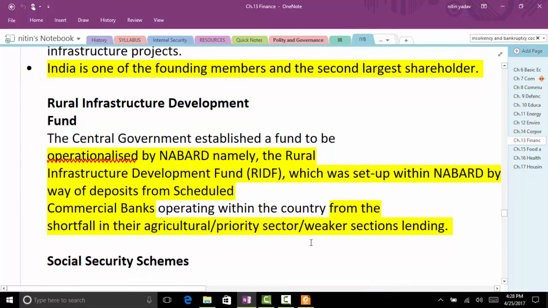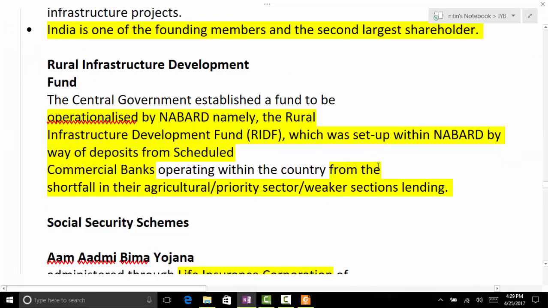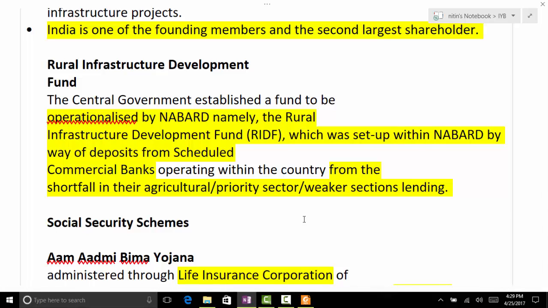RIDF under NABARD. So basically, banks were not able to meet the shortfall in those PSL, priority sector lending targets. So they could fund RIDF, and that fund could be used in various activities in rural development, agriculture. Now that scope was increased to more activities. So the government also allocates every year certain funds to the RIDF. So remember this thing only, RIDF operationalized by NABARD.